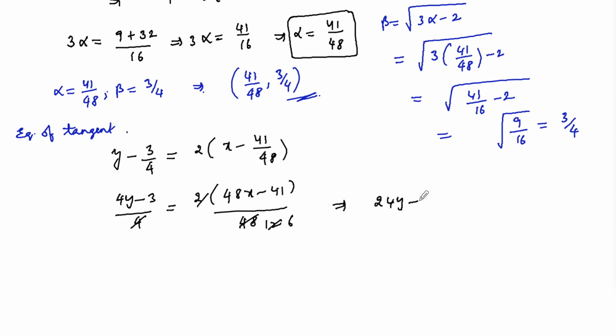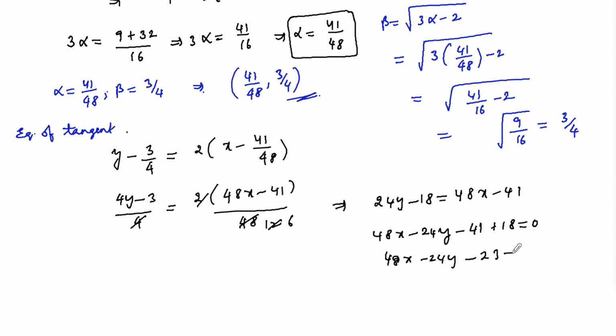6 × 4 = 24y − 6 × 3 = 18 equals 48x − 41, or 48x − 24y − 41 + 18 = 0. Else we can write 48x − 24y − 41 + 18, which comes to −23 = 0. So we can consider the equation of the tangent to be 48x − 24y − 23 = 0. Okay, thank you.